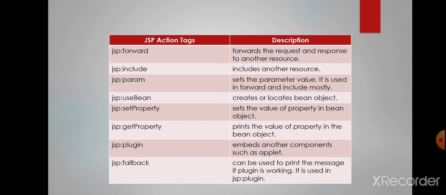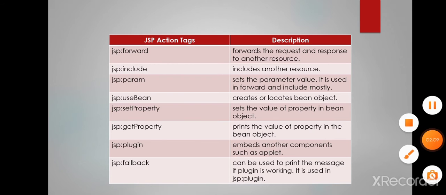It creates or locates a bean object. Next one, JSP set property. It sets the value of a property in a bean object. Next one, JSP get property. It prints the value of a property in a bean object. Next one, JSP plugin. It embeds another component such as an applet. Next, JSP fallback. It can be used to print a message if the plugin is not working. It is used in JSP plugin.